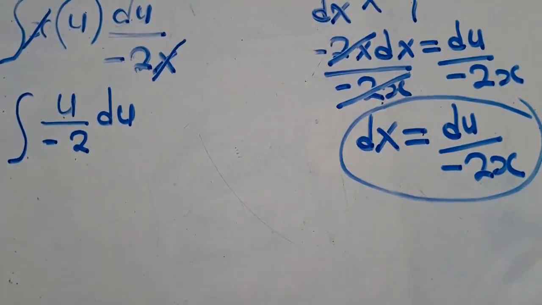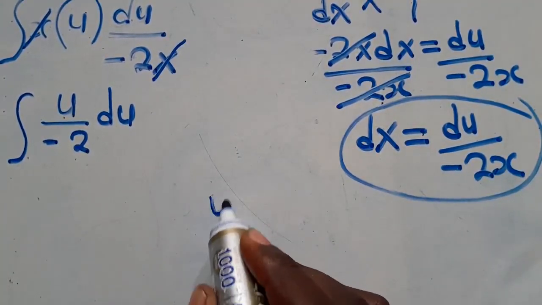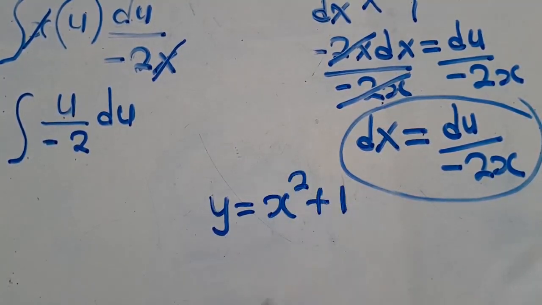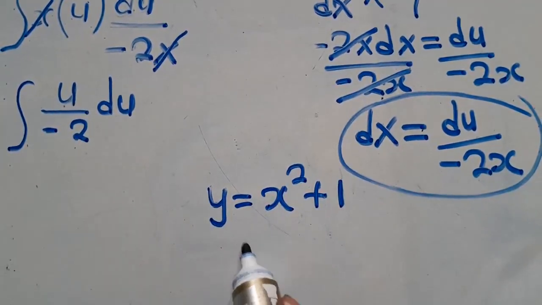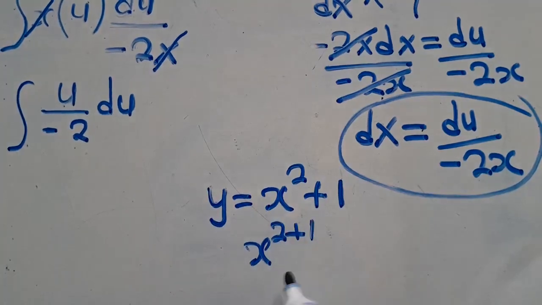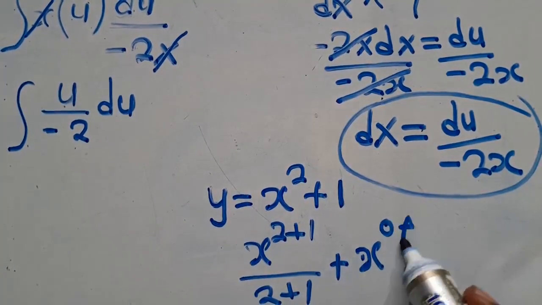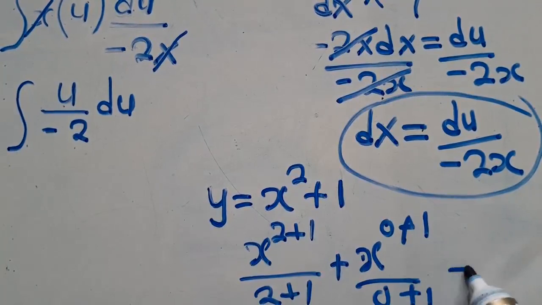During our secondary school level, if you are given an expression like y is equal to x squared plus 1, and you are taught to integrate this, the way we used to integrate is: take the power 2 plus 1 over the same power, 2 plus 1. Then if a number is like this, it is the same as x to the power 0, so plus 1 over 0 plus 1, then you put a c. This is how we used to integrate during our secondary school level.